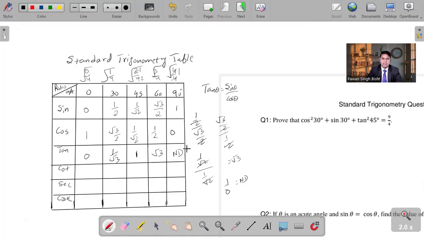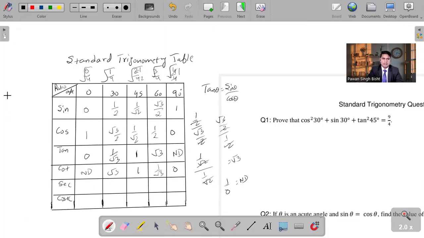Not defined, why? Because it's an infinity value, and infinity we cannot define. 1 upon 0 is generally considered as infinity, so we cannot define it. Now cot. For getting the values of cot, again you write them in reverse order: not defined, root 3, 1, 1 upon root 3 and 0.